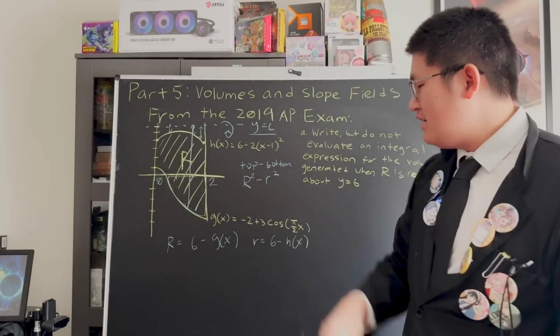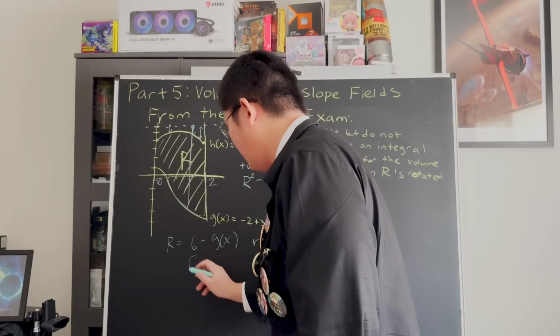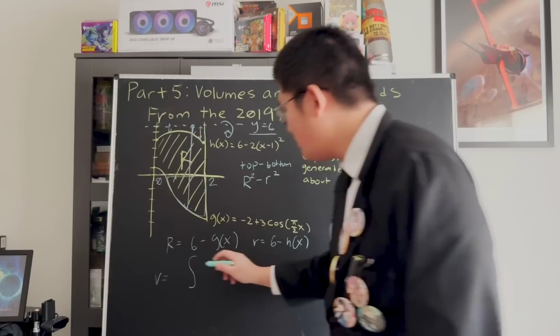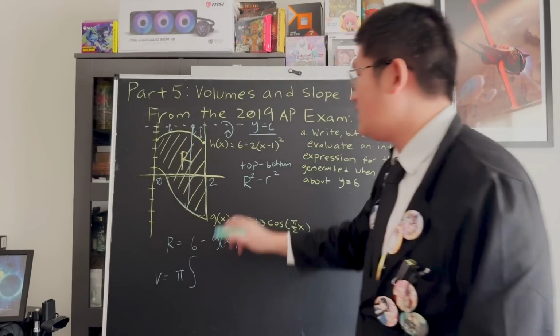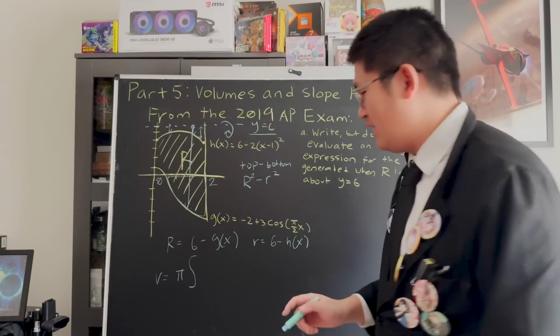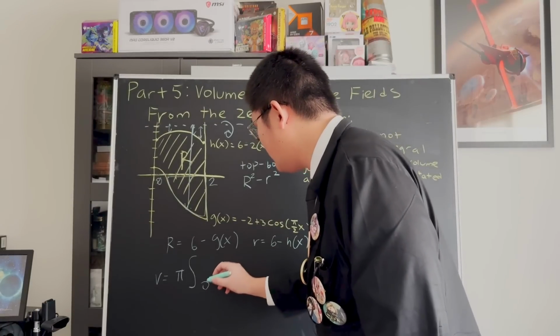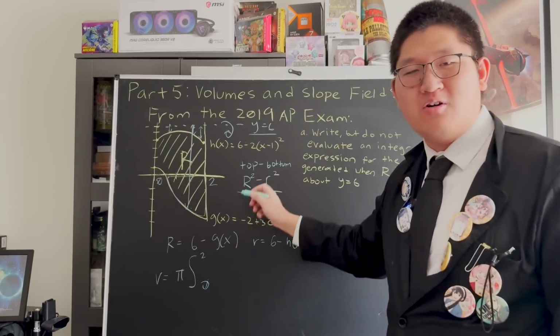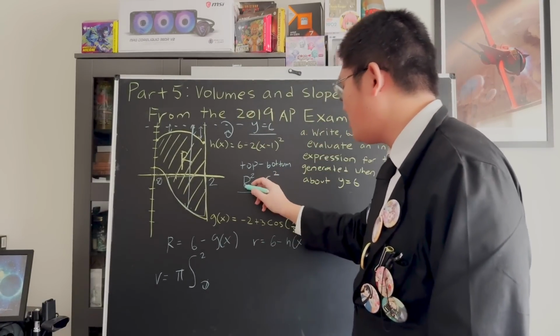So with that, all we need to do is set up our definite integral here. That, with our volume, is going to be, always remember, you need that pi coefficient because we are rotating in a circular fashion. That is extremely important to make sure we have in there. Our limits will go from 0 to 2. And then remember, the formula is going to be big R squared minus little r squared.